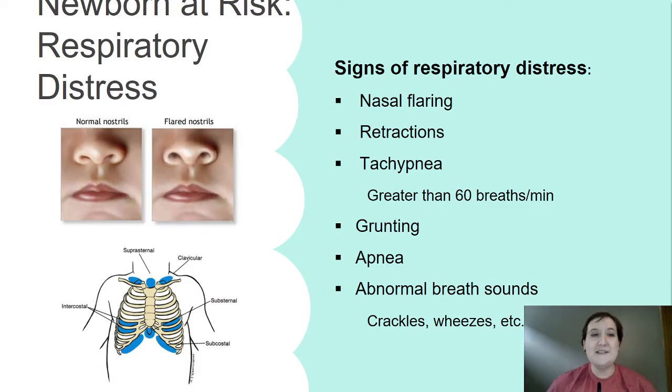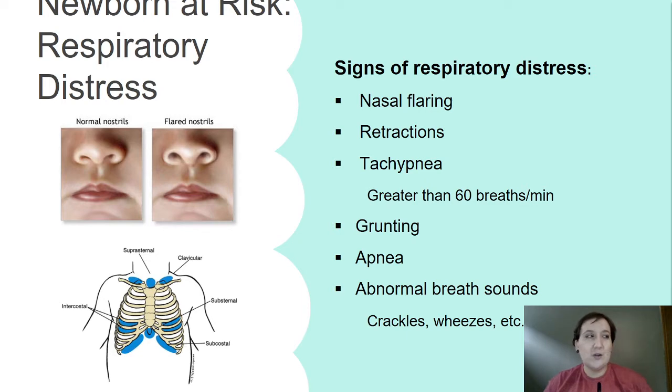So we need to assess our newborns for respiratory distress. Signs of respiratory distress include nasal flaring. Observing for nasal flaring means that you have to actually look at the nares of the infant. You'll see them moving outward in an attempt to pull in more oxygen. They're trying to increase their surface area. Nasal flaring is seen on inspiration, and it's typically a sign of respiratory distress.